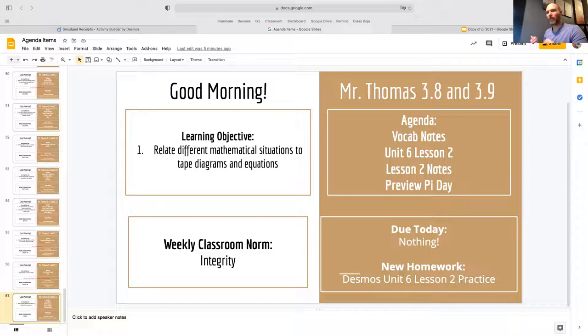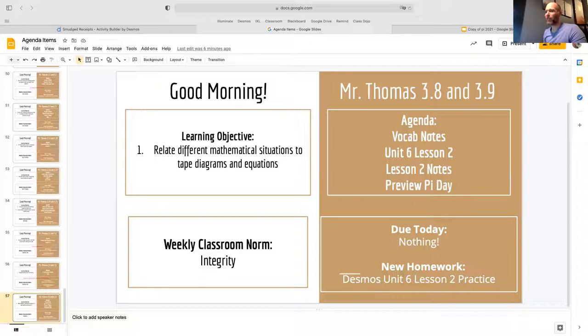because we know that's March 14th, which is it this Saturday or this Sunday? Let's see, what's today? Thursday the 11th, Friday the 12th, so it's Sunday. So unfortunately, we won't be in school on Pi Day, but we can celebrate it ahead of time.